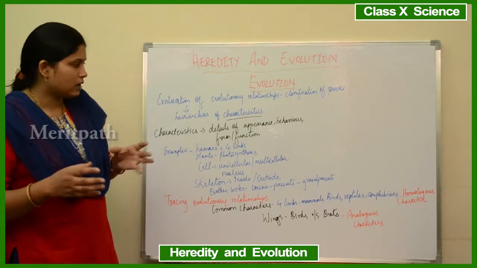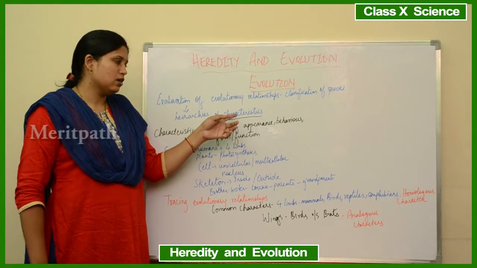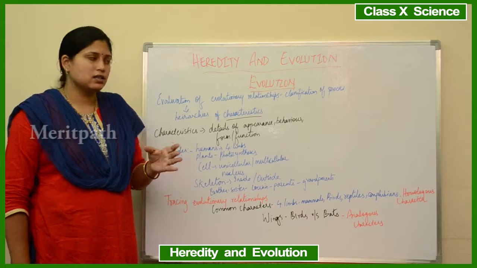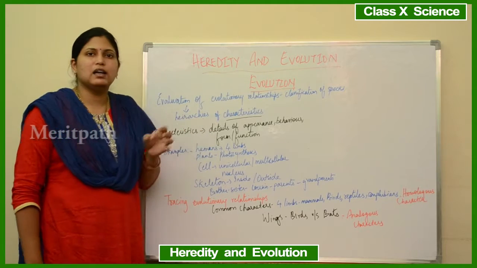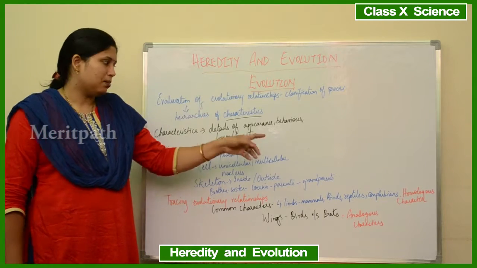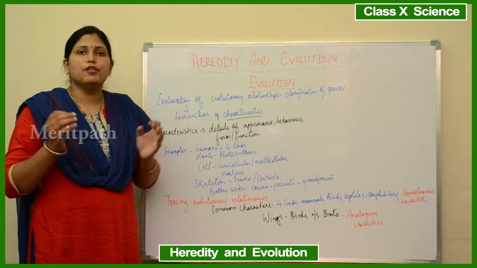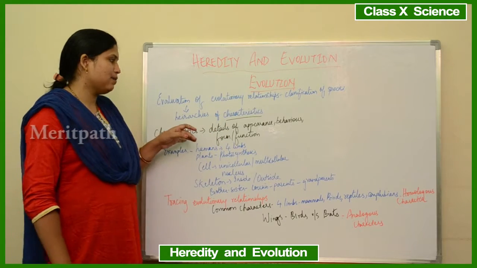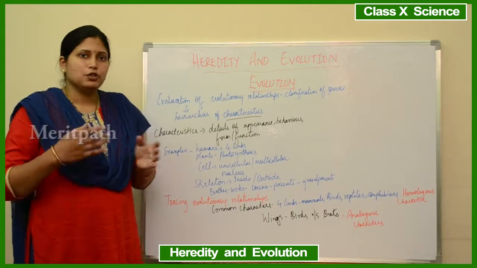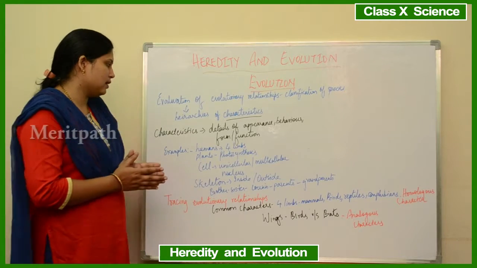So we are always talking about the word characteristics. So what is actually characteristic? Characteristics is nothing but details in the appearance, in the behavior, in the form and function of the organism. So that is the meaning of characteristics. So let's see examples of few characteristics.